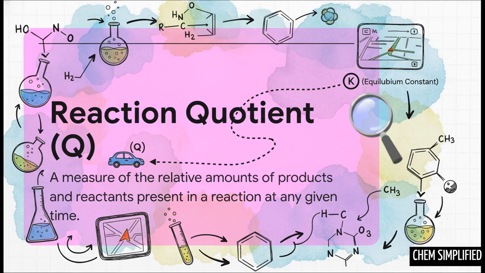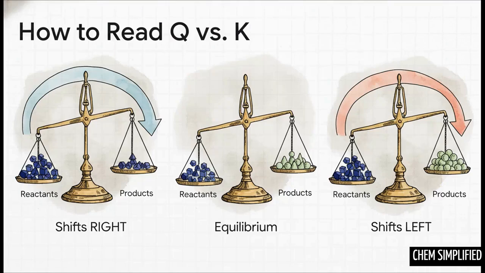It has the exact same formula as K, but you plug in the concentrations you have right now at this very moment. And by comparing our current location, Q, to our destination, K, we know exactly which way we need to drive. And the rules for reading the GPS are just incredibly straightforward. If your current ratio, Q, is less than the target ratio, K, well, that just means you don't have enough products yet. So the system shifts to the right to make more. On the flip side, if Q is bigger than K, you've overshot the mark. You have too many products, so the system shifts back to the left to use some of them up. And if Q equals K, you're there. You're at equilibrium. No net shift.